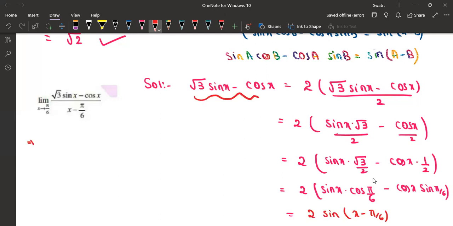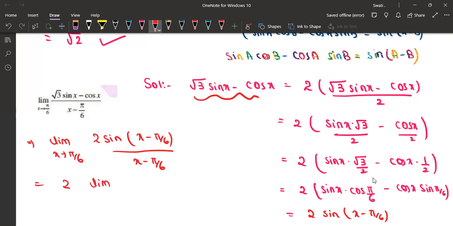So now we can start the solution. So limit x tends to pi by 6, root 3 sine x minus cos x. We have the expression for that, that is 2 sine x minus pi by 6, and this x minus pi by 6 as it is. And now this 2 I can write outside. So 2 times limit x tends to pi by 6, sine x minus pi by 6. Sorry, I forgot sine here. And then upon x minus pi by 6.